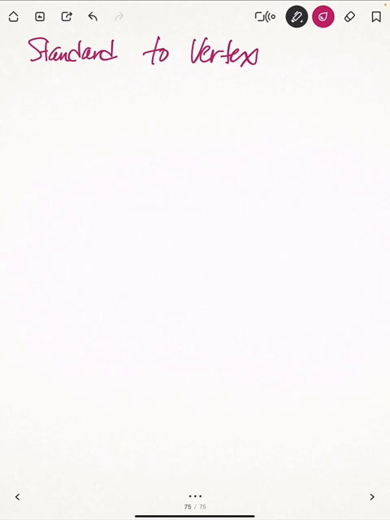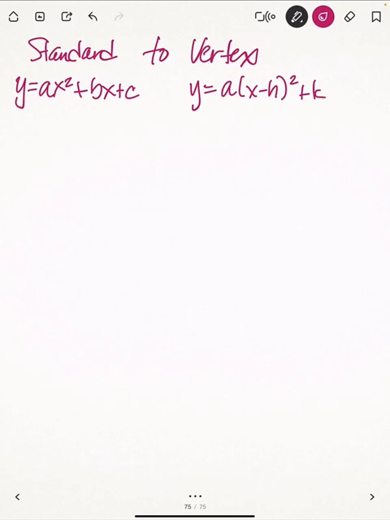So underneath standard, I need you to write y equals ax squared plus bx plus c. Okay? Under the word vertex, I need you to write y equals a parentheses x minus h squared plus k. All right? So that's going to all be on the left side of the paper, the left side of your foldable.